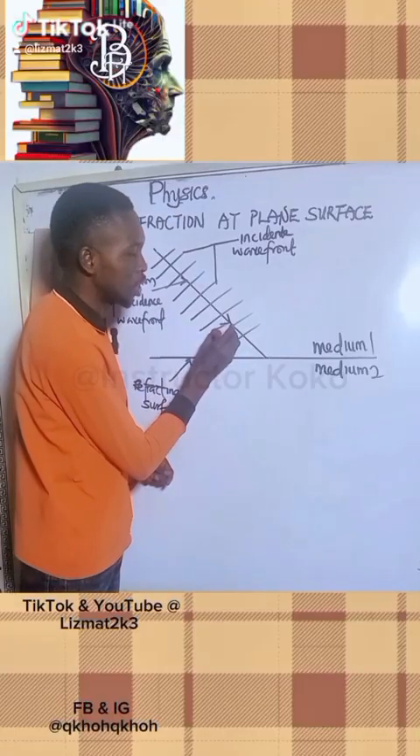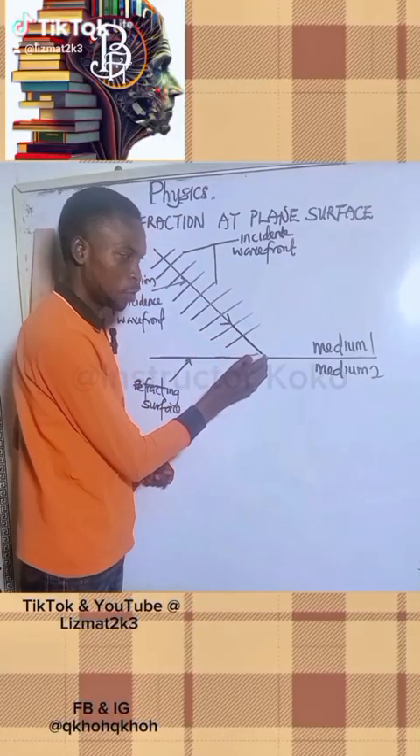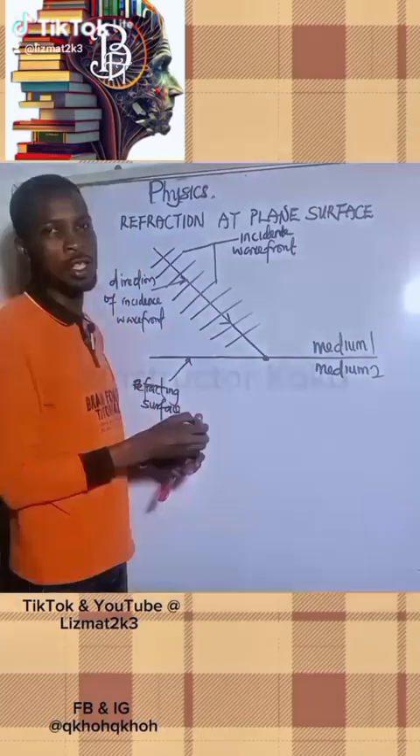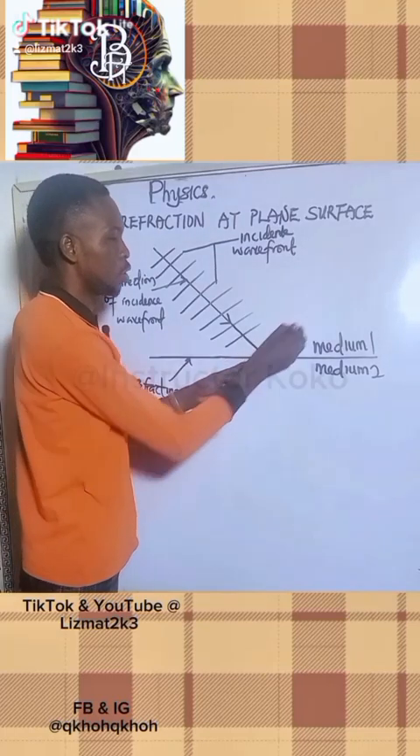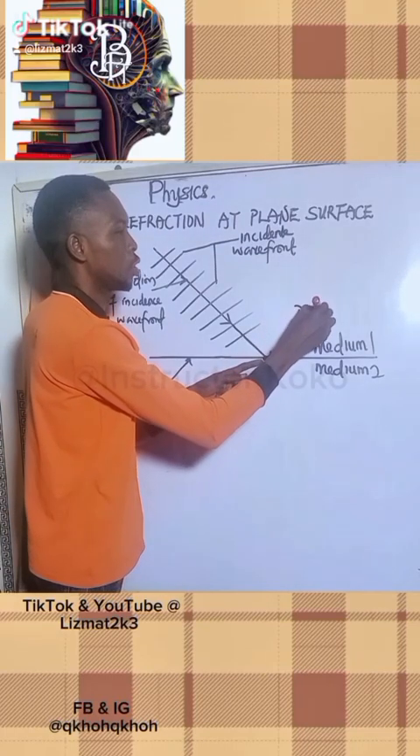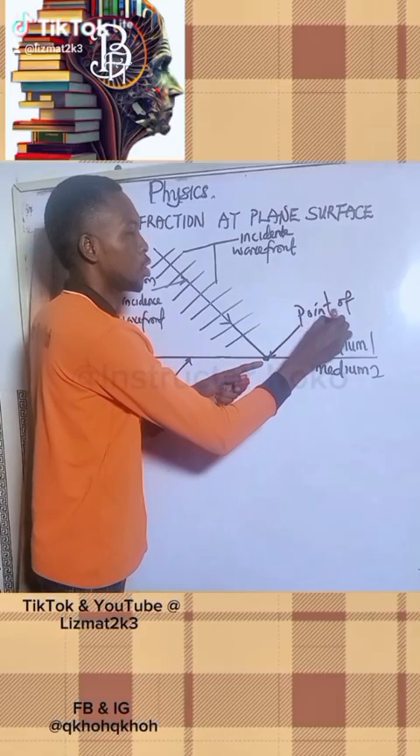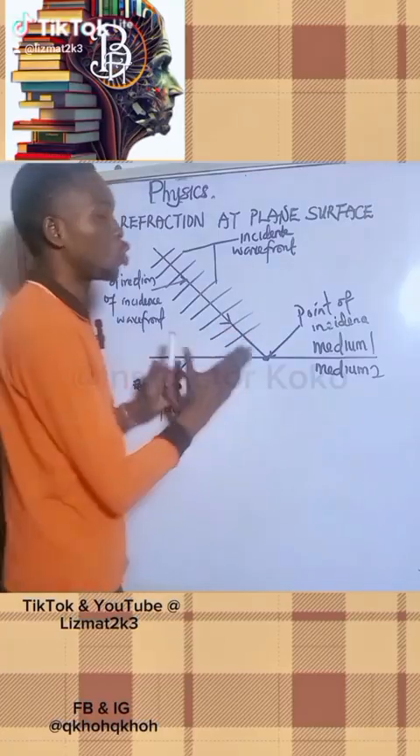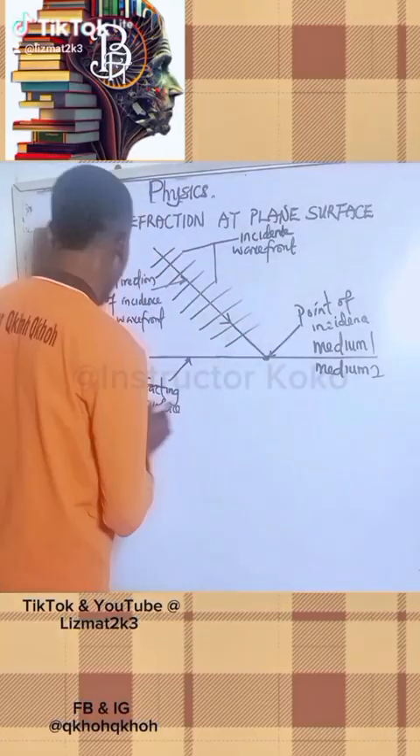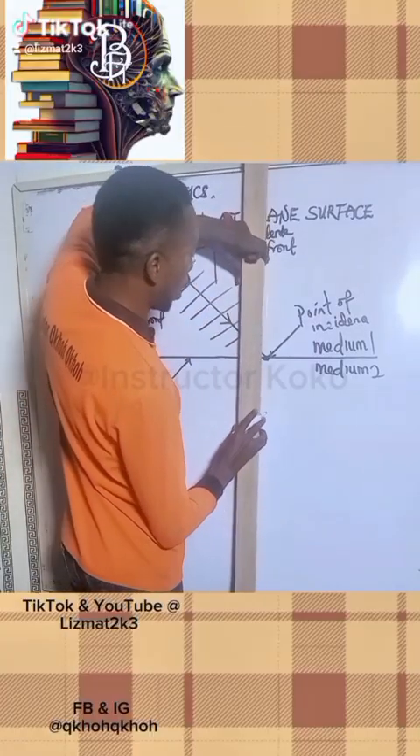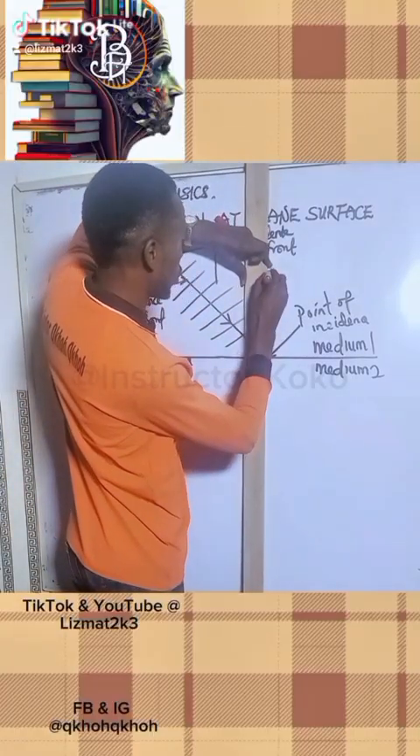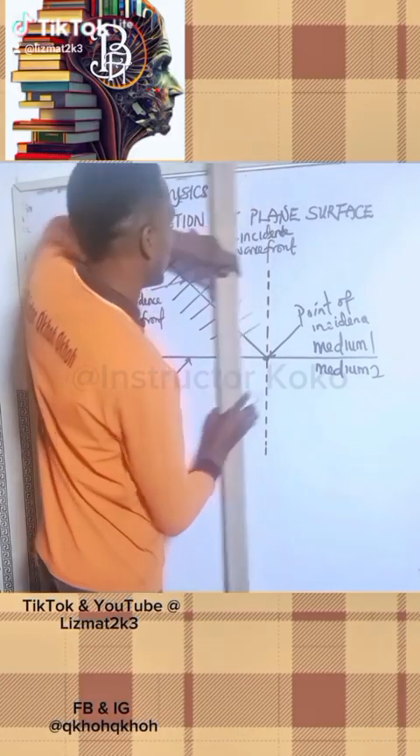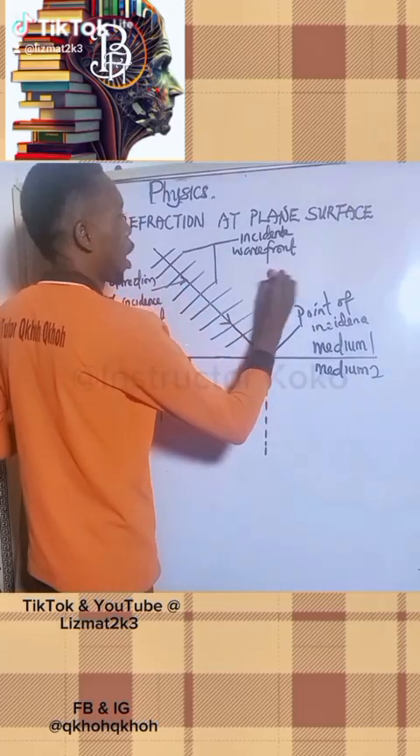Now, the point where the incident wavefront hits the refracting surface. That point is called incidence point, or the point of incidence. So this point here is called point of incidence. That is the point. Now, on your point of incidence, you must draw a line called normal. And what is a normal? A normal is a line that is perpendicular to the refracting surface at the point of incidence. This diagram is very important. So you label it as normal.